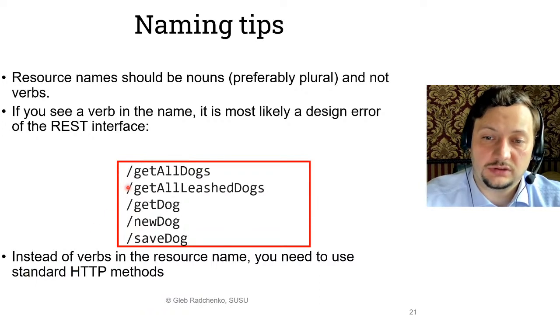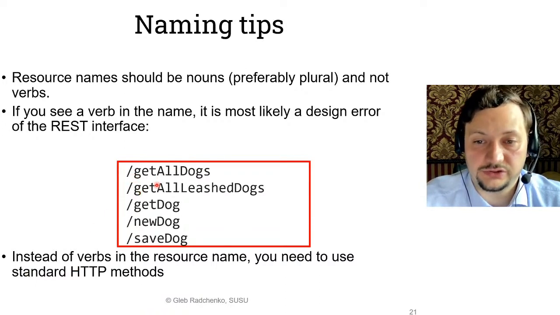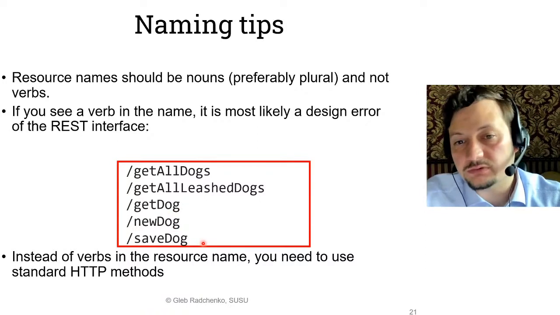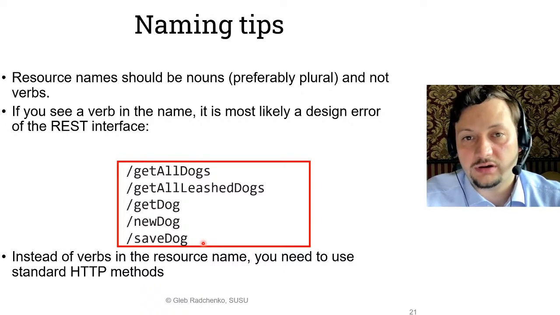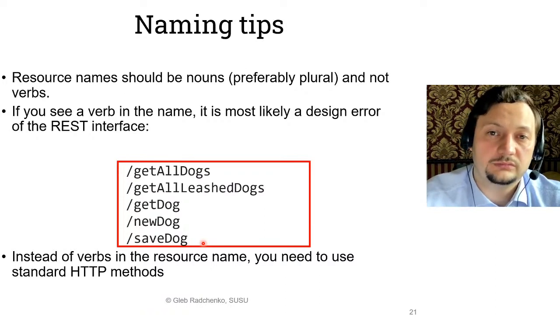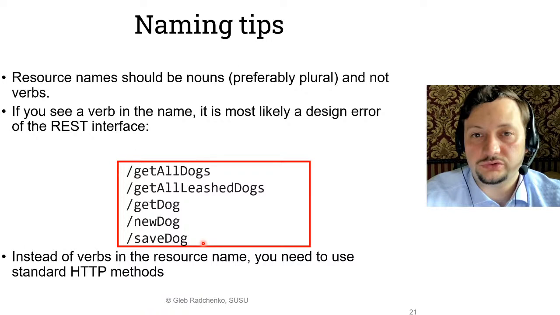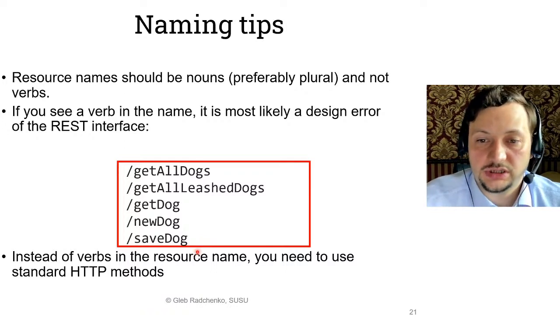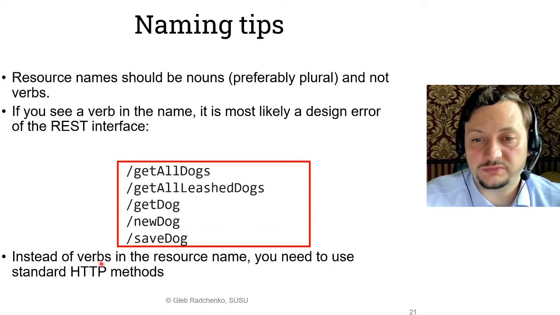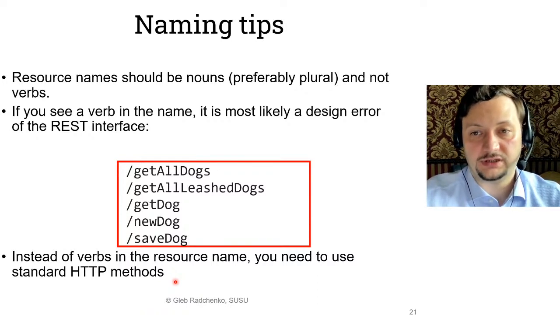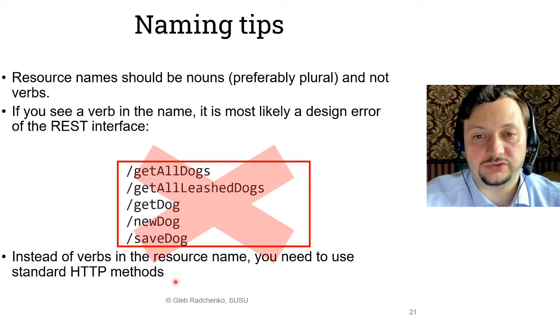So you should not have names like get all dogs or get dog or new dog or save dog. For example, when you work with some dog browsing website, you should not have names like create user or new user create. Instead of verbs, when you define a resource, you should use nouns. There should not be verbs in the resource name because you need to use standard HTTP methods that would be identified as verbs. Should not do this.